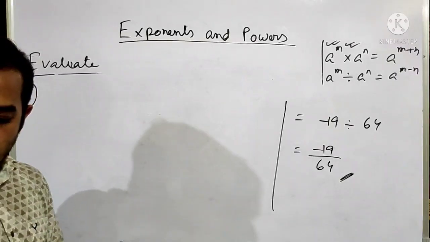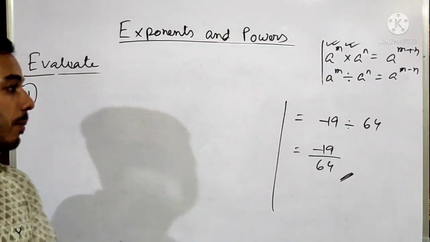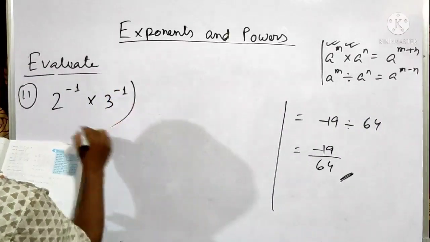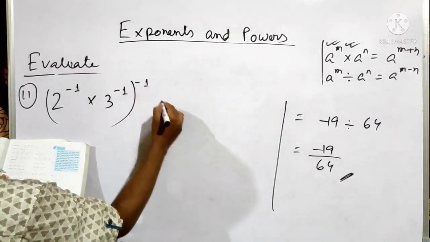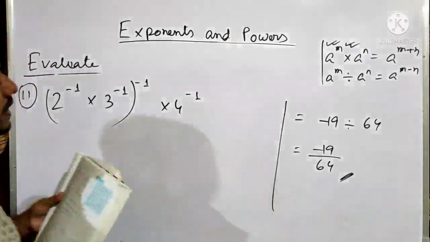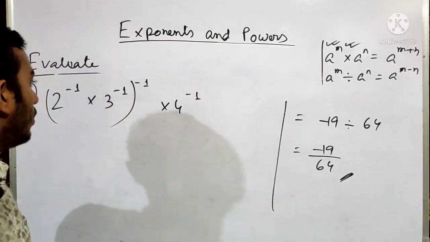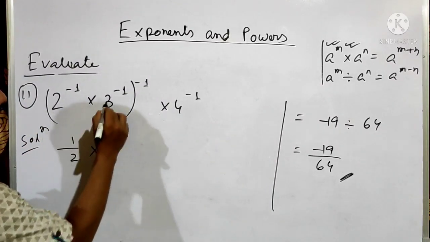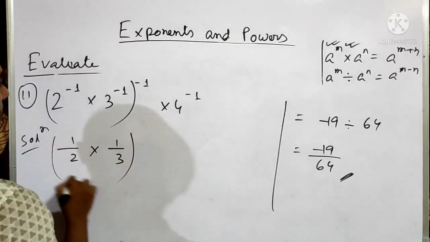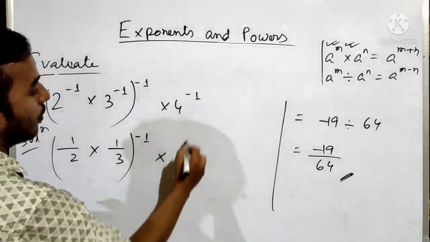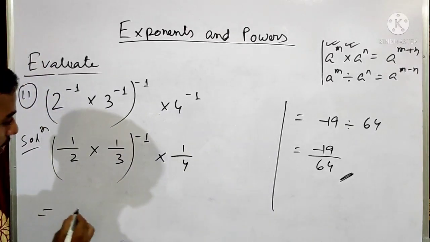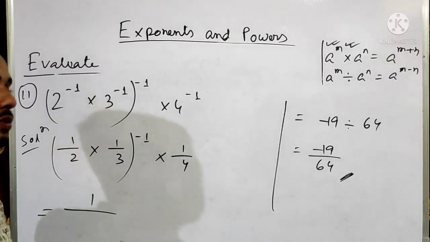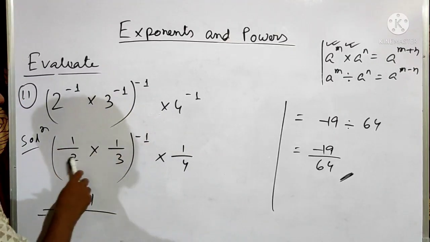Number 2: 2 power minus 1 into 3 power minus 1, in bracket, whole bracket power minus 1, into 4 power minus 1. Very interesting, very easy. So a power minus n can be written as what? 2 power minus 1 is 1 by 2, 3 power minus 1 is 1 by 3, and give whole bracket minus 1, then 4 power minus 1 is 1 by 4. To multiply two fractions, numerator into numerator, denominator into denominator.